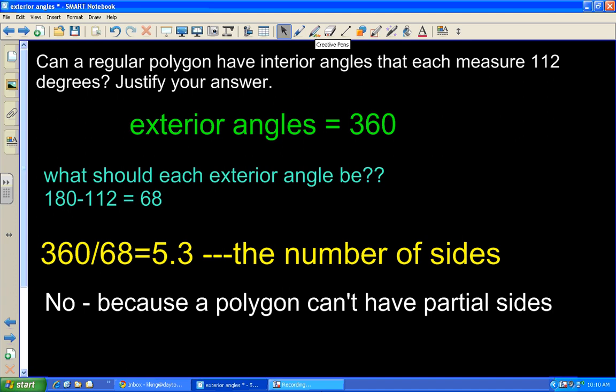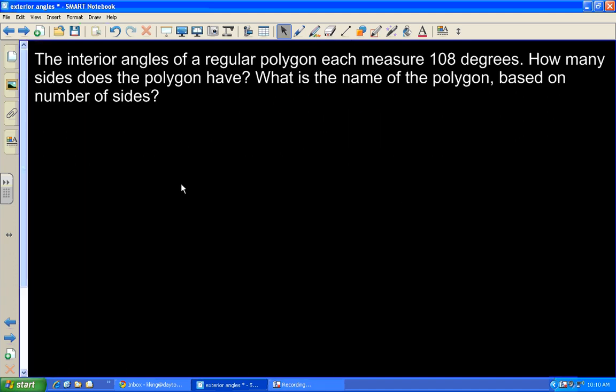All right. I said I would keep it under 10 minutes, but I'm going to do one more with you real quick. It's kind of similar. It says the interior angles of a regular polygon each measure 108 degrees. How many sides does the polygon have? Okay, we don't know how many sides. In fact, that's what it wants us to solve for, n. It wants us to figure that out.